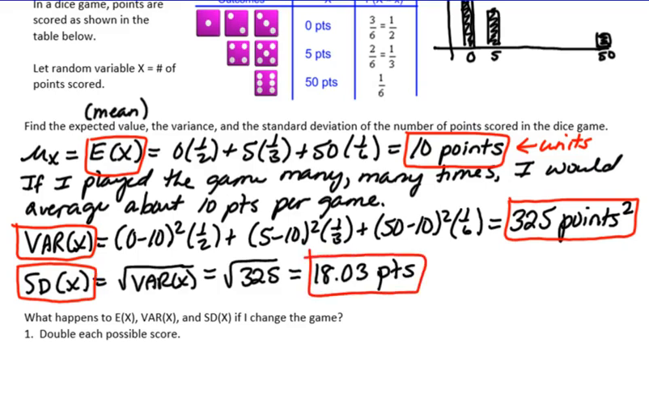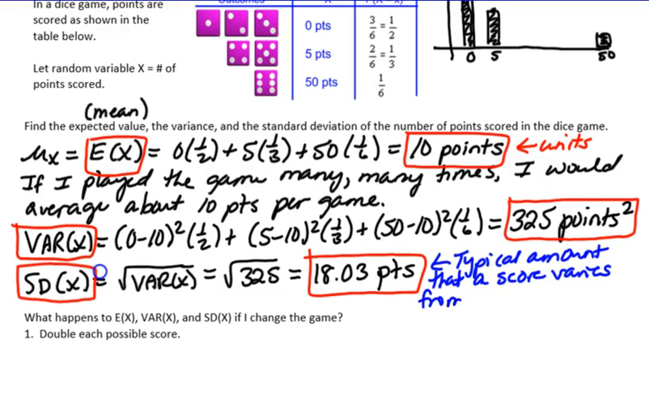Now what is the standard deviation? This is the typical amount that a score varies from the mean score, which of course is the 10 points. So notice that's quite a bit of variation from game to game.